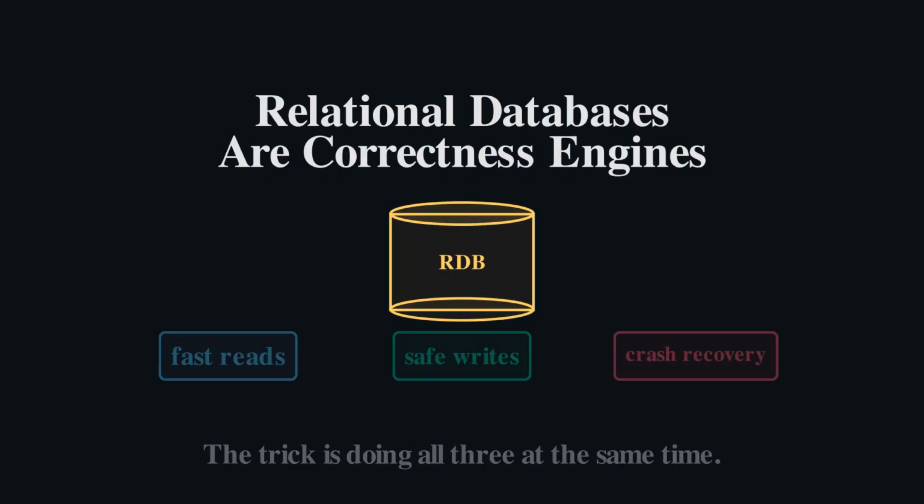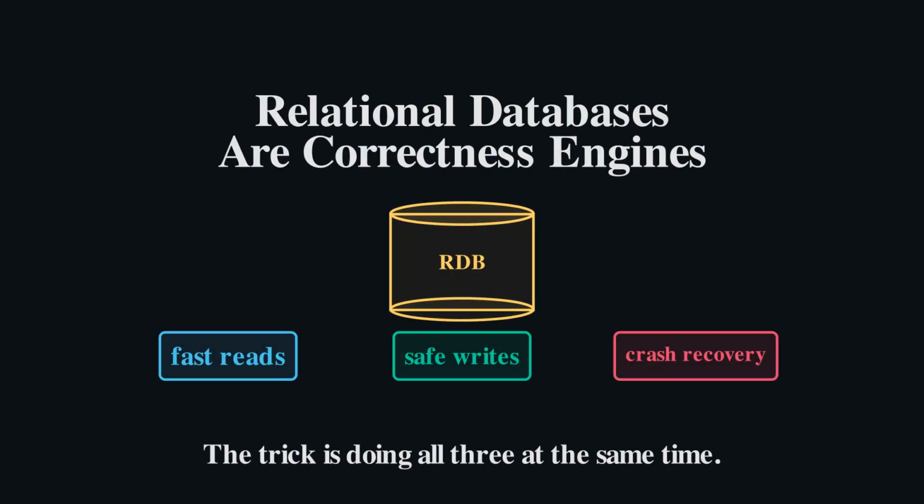A relational database looks simple from the outside. You send SQL and rows come back. But inside, it is doing three jobs at once: finding data quickly, letting many users change data safely, and surviving crashes without losing committed work. If you can explain those three jobs, most system design database choices become much less mysterious.